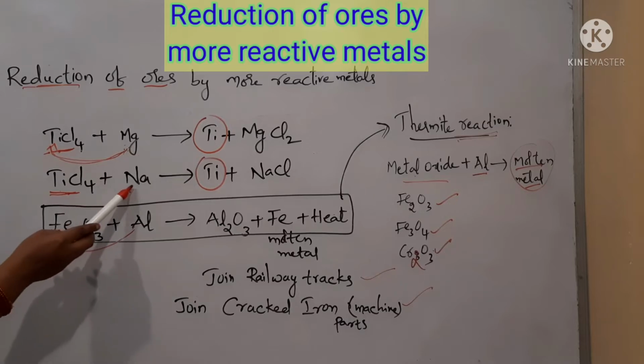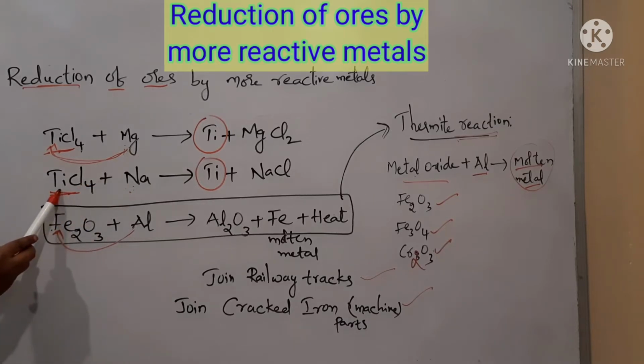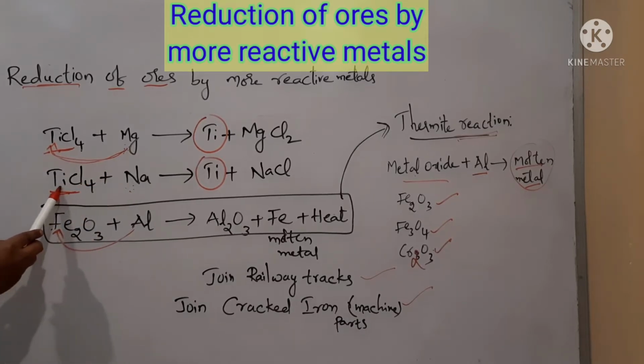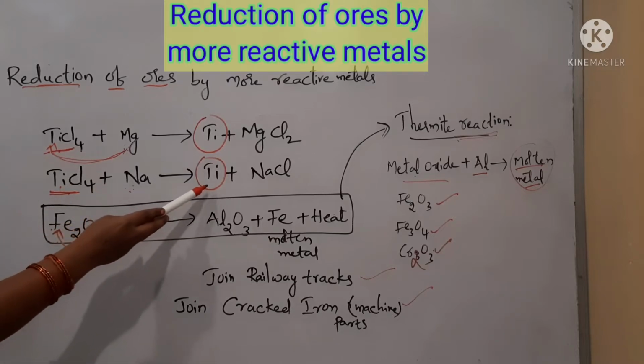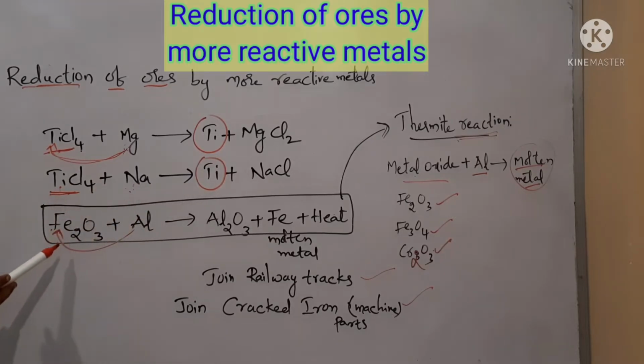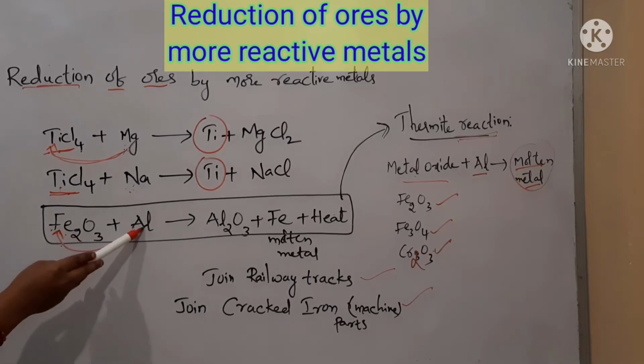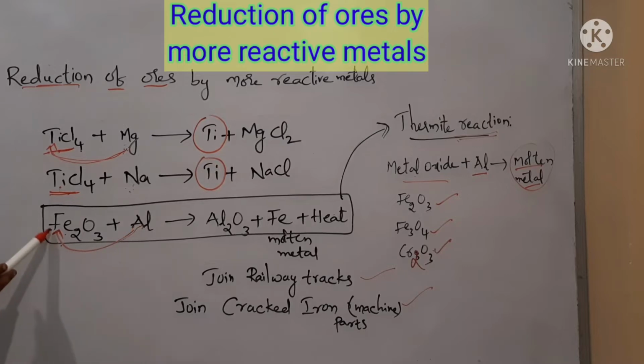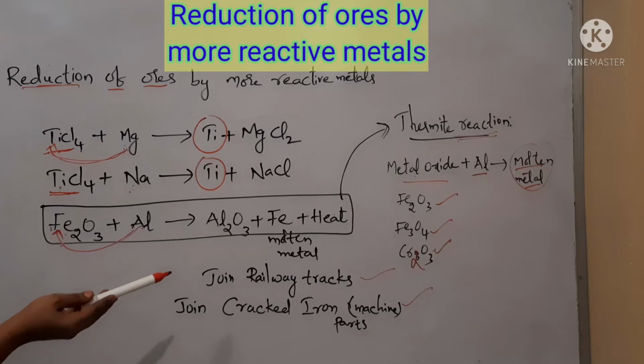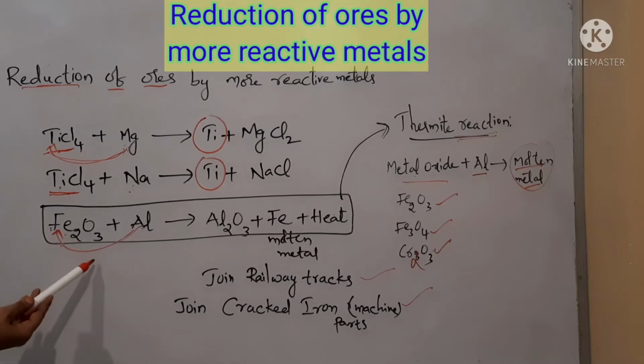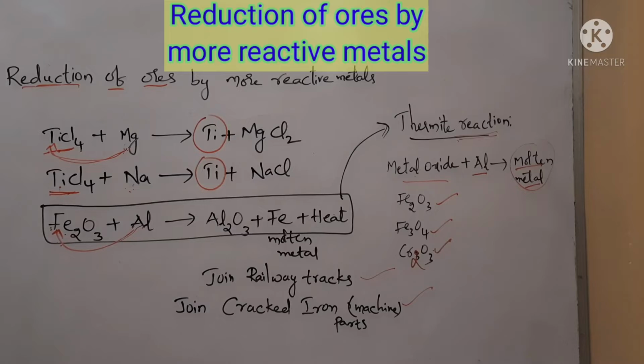Here also same. Sodium is more reactive than titanium present in the titanium chloride. So titanium comes out as crude titanium and sodium occupies the place of titanium. For example, if you take Fe2O3, Fe is less reactive than aluminium. So when Fe2O3 is treated with aluminium, aluminium occupies the place of Fe and Fe comes out as molten metal because all these reactions are exothermic reactions. So the metal obtained will be in the molten state like a thick liquid.